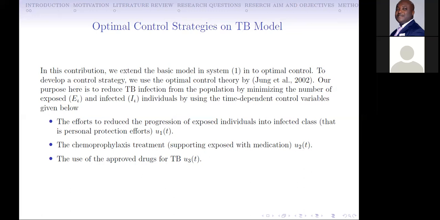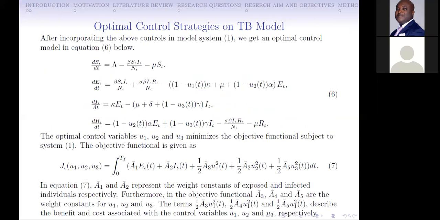Then we have the third control, the use of approved drugs for TB, which is Mu3. The three approved drugs for TB include isoniazid, rifampicin, and ethambutol. After incorporating the above controls in the model System 1, we get an optimal control system as in this equation.